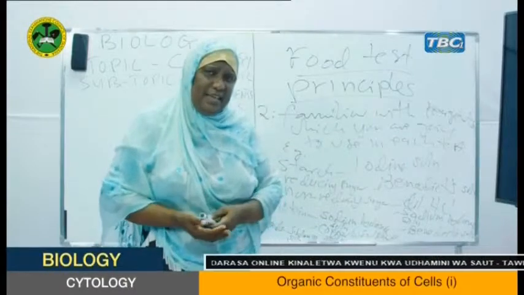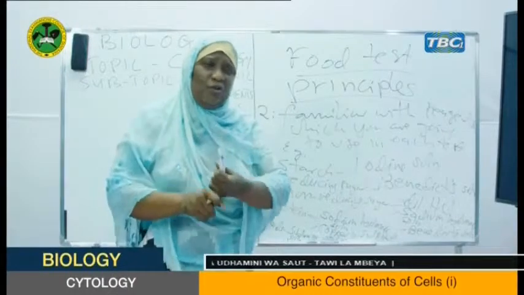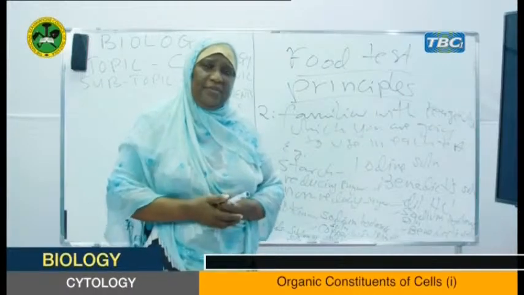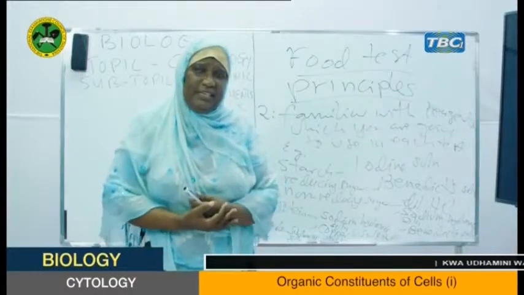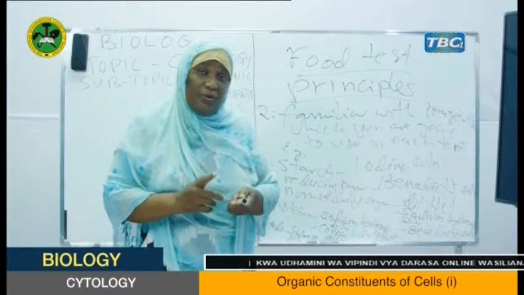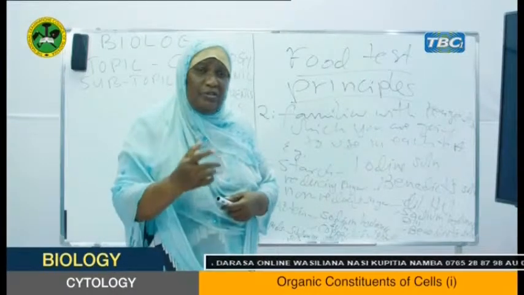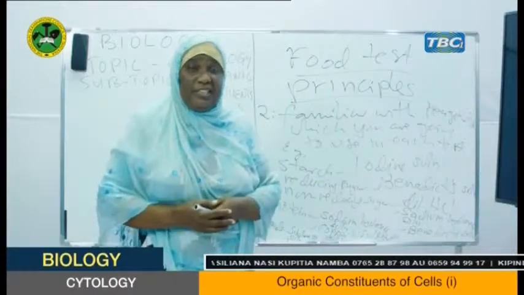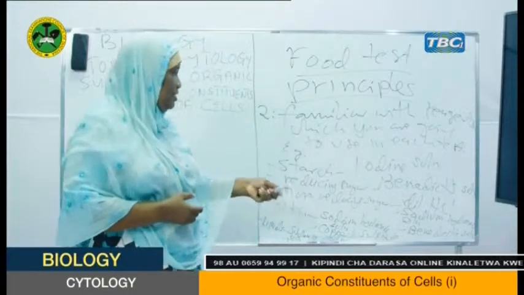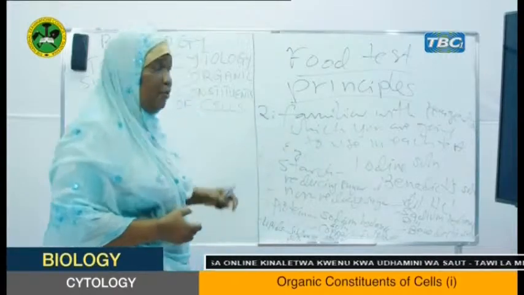Can you get the results there? So if you use Benedict solution for the test for starch, even if starch is there, you cannot get correct results. That is why we are supposed to know each reagent which is used in each test. It is very, very important. That is number 2. Let us now go to principle number 3.